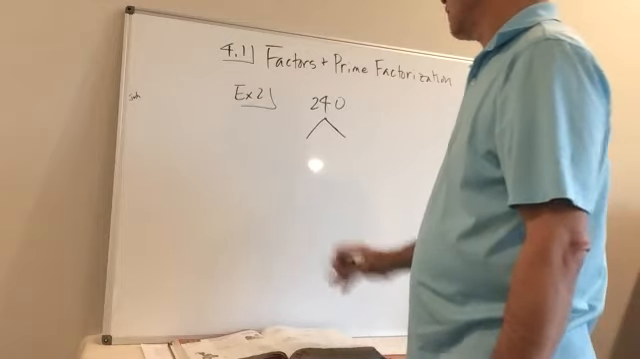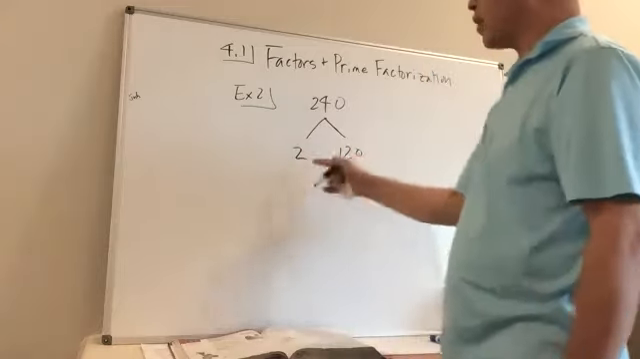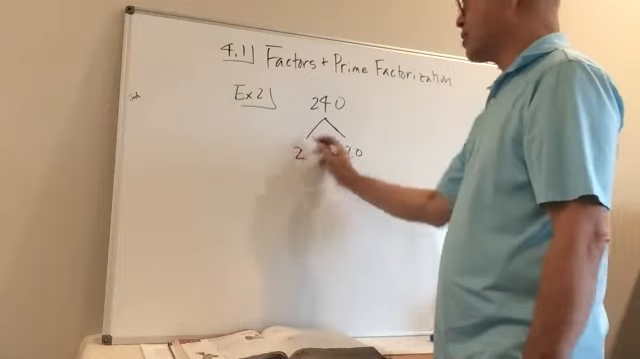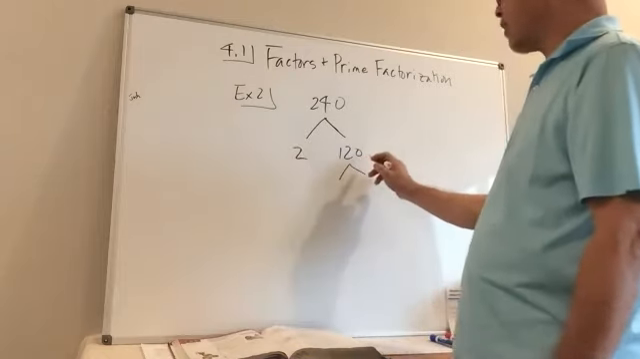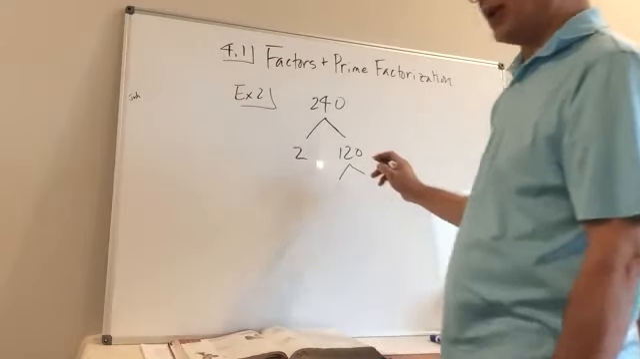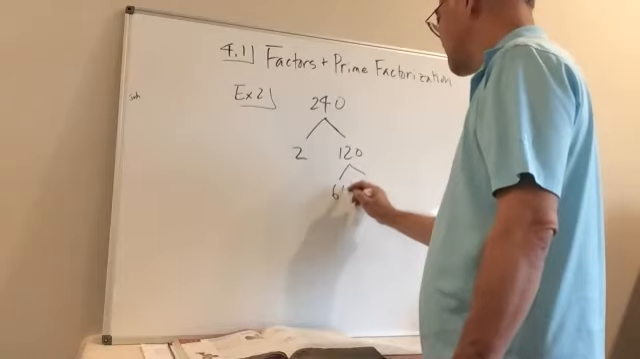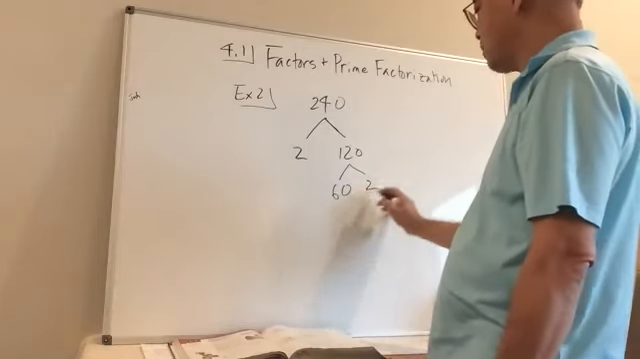120 times 2, right? Yeah. 2 times 120, correct? Correct. So now, since this is a prime number already, I'm good to go with this one. Now I have to branch down 120. How do I get 120? 60, then 2. 60 times 2, okay. Yeah, good. Now this is a prime number. This is good to go.